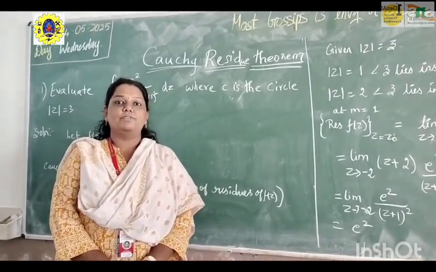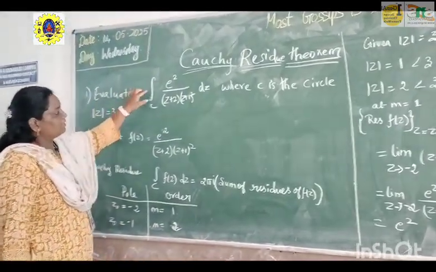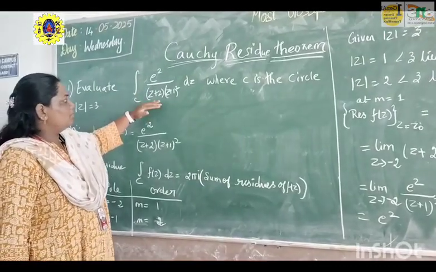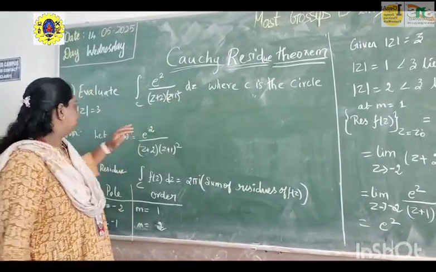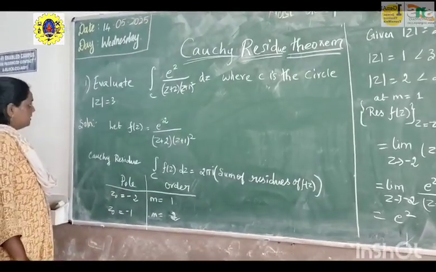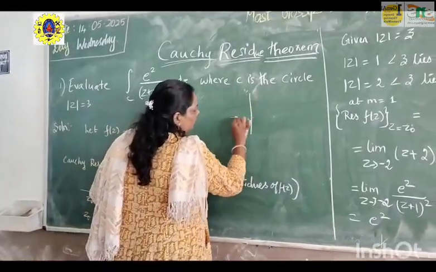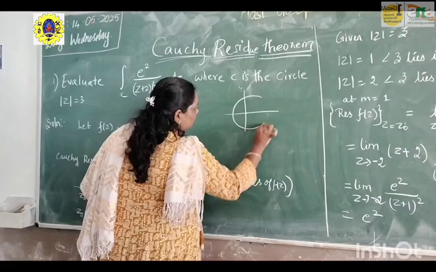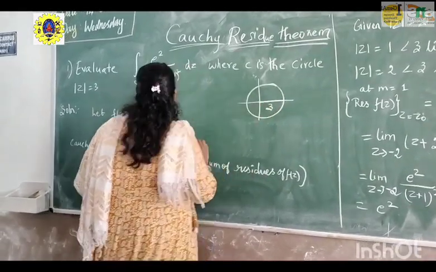Let's see a Cauchy Residue Theorem problem. Our problem is to evaluate the integral over C of e^(2z) / ((z+2)(z+1)^2) dz, where C is the circle |z| = 3, meaning a circle which has 3 as its radius.